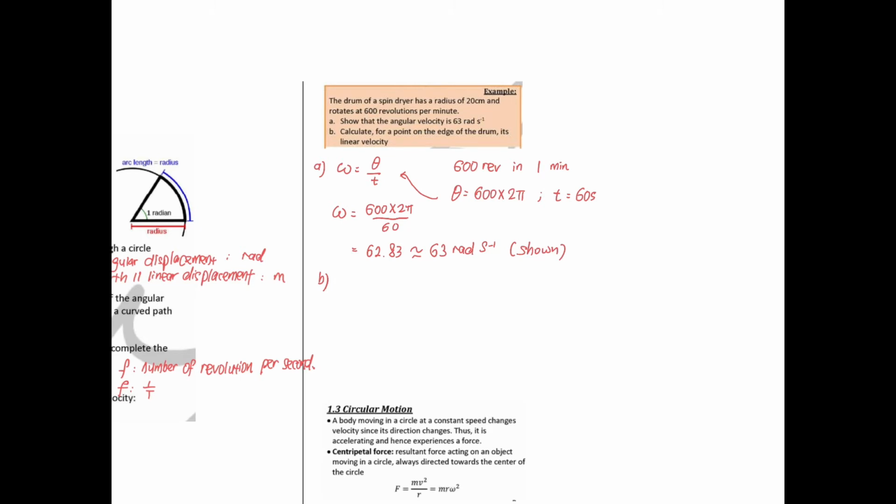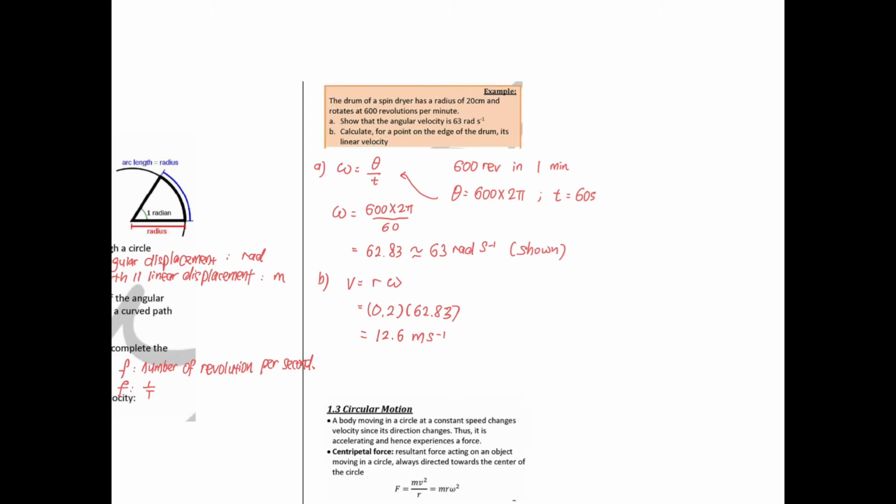In order to find the linear velocity, we think of the formula first. V equal to R omega, where R is given here, 20 cm. 20 cm in meter is 0.2 meter. The omega is 63, but to be accurate, let us use 62.83. Then we multiply, and we get 12.6 meter per second. So this is one example of how we apply the formula.